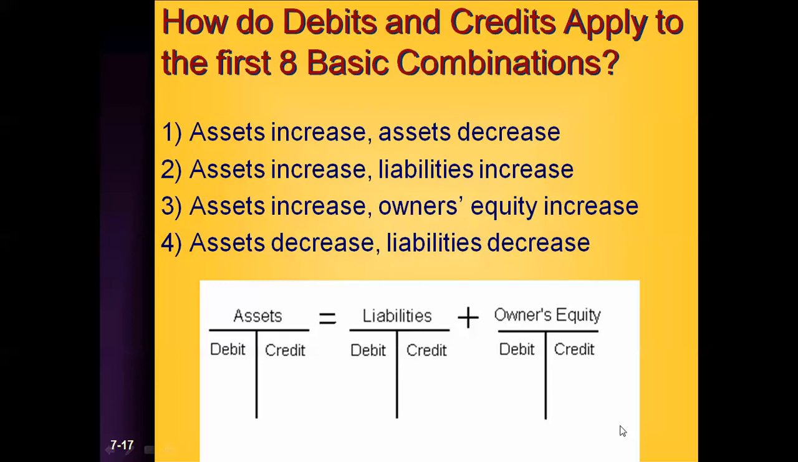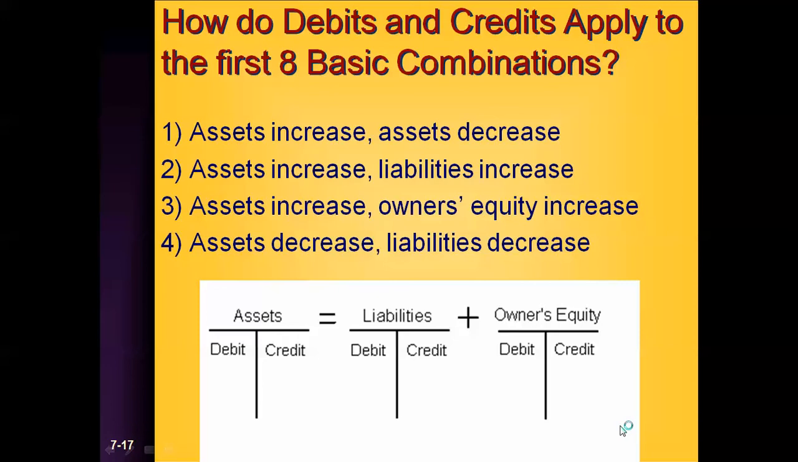You could have situations where assets increase and assets decrease. An example of this might be cash is used to purchase supplies. So you would debit the supplies account because you have purchased supplies, which is an asset, but you would credit the cash account because you've used up some cash.